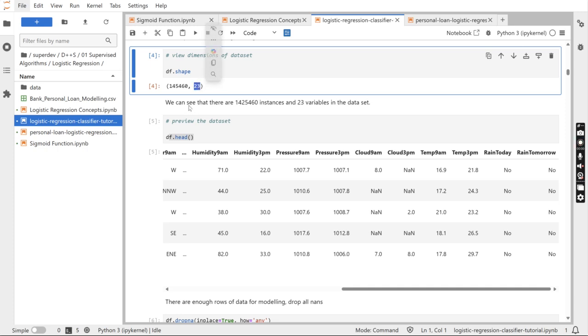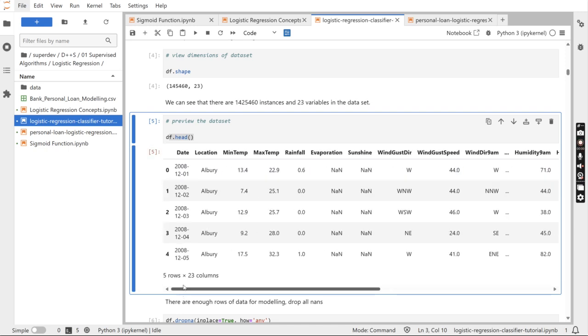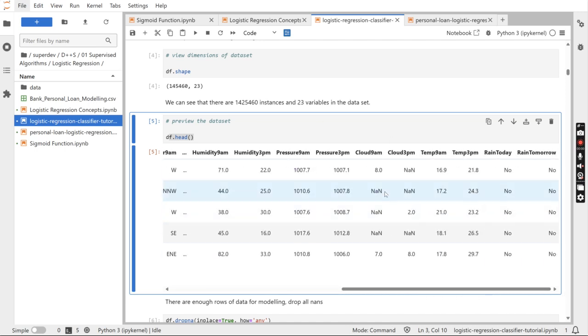So your equation now is y, which is rain tomorrow, equals m1 into location plus m2 into minimum temperature plus m3 into max temperature plus m4 into rainfall. This way the equation will go. It's multi-variable, because there are multiple columns, that's why we call it multiple linear regression.